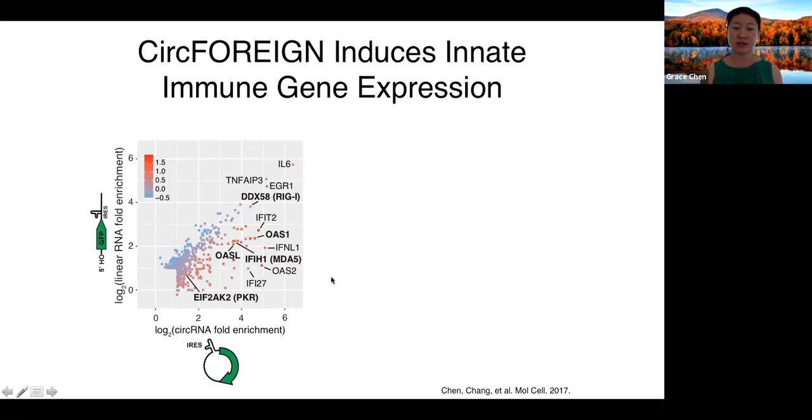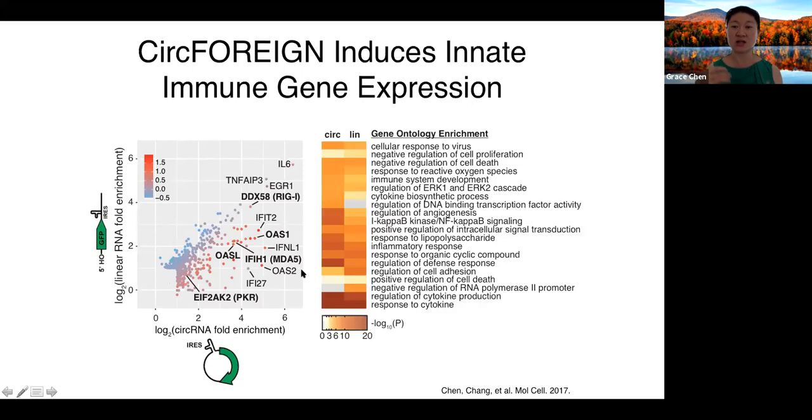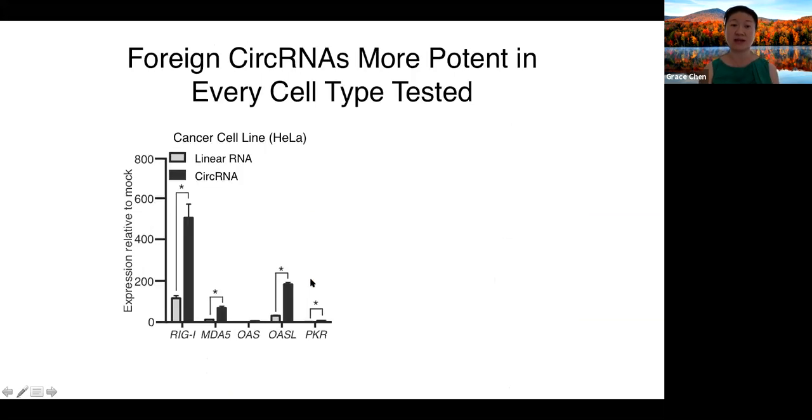And so if we perform gene ontology analysis, we can see that the genes that are expressed in cells that receive the circular RNA transfection were highly related to the inflammatory response, defense response, response to cytokine. So we wanted to dig deeper into what was happening. We selected the genes I labeled in bold for qRT-PCR analysis.